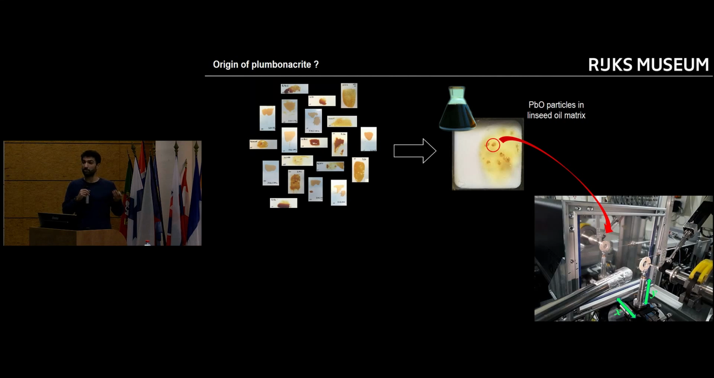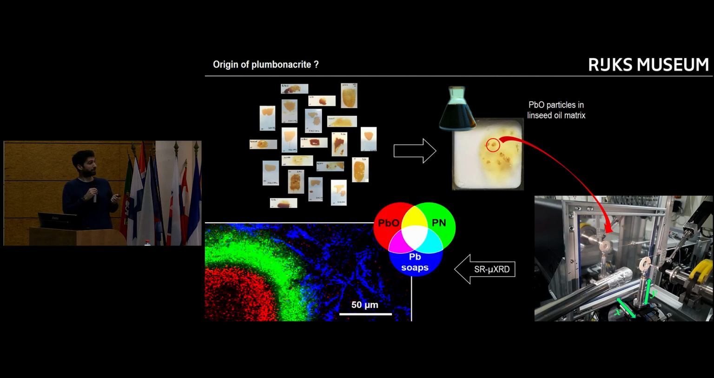And indeed, going back to synchrotron mapping, we were able to see that at the microscale, this is an undissolved litharge particle in an oil matrix. You can see indeed this nice ring of plumbonacrite starting to crystallize around the lead oxide. So this is just a first step, but we think that the origin of plumbonacrite can indeed be linked to the presence of lead oxide within the oil.